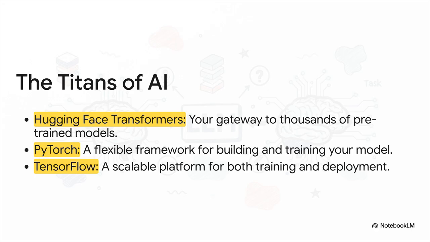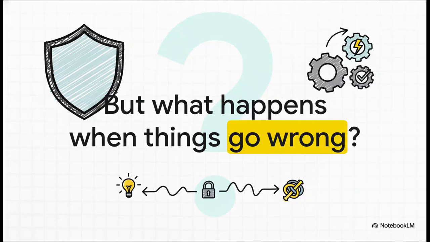Now, when it's time to actually build and tweak the model, you're probably looking at one of two options. PyTorch, which is super flexible and a favorite in the research community, or TensorFlow, which is a beast when it comes to scaling things up for big, real-world deployments. But what happens when things go wrong? Because they sometimes do. A successful mission isn't just about having a perfect plan. It's about being ready for the unexpected. A really smooth initialization means you've already thought about what could fail before it actually does.